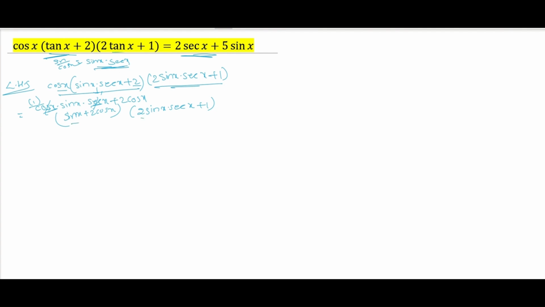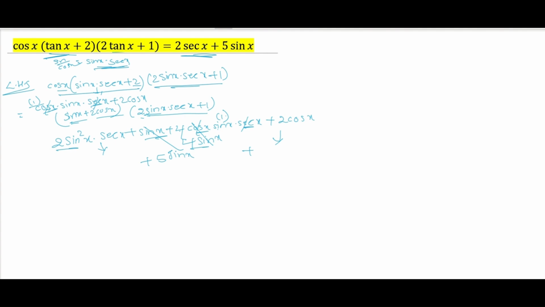Now again, if we multiply here, sin x into these two, that is 2 sin square x into secant x. Sin x into 1 is sin x. And then we have 2 cos x into this term, that makes 4 cos x sin x into secant x plus 2 cos x. Now here cos x into secant x, they are reciprocal, so in that place we can write 1. So 4 into sin x into 1 is 4 sin x here, and sin x plus 4 sin x is 5 sin x. So in the entire equation, in place of this, we will write 5 sin x, and the remaining two terms we will have as it is.